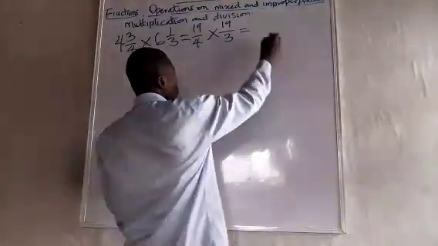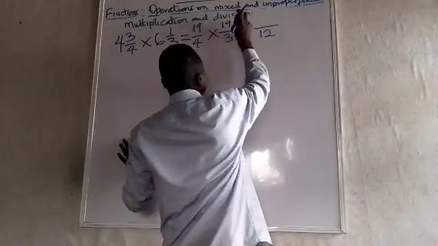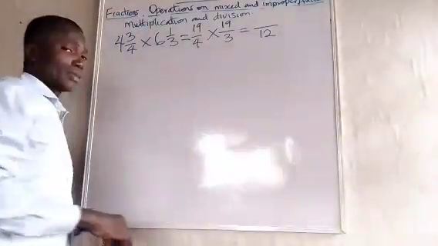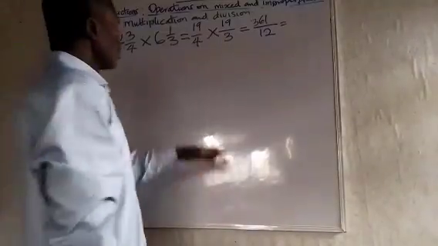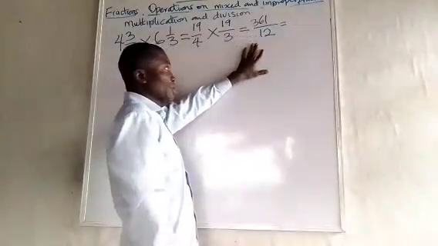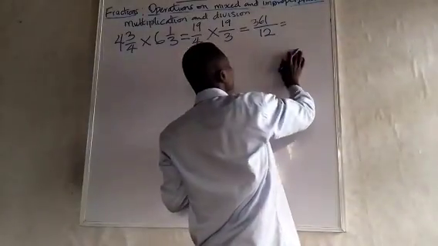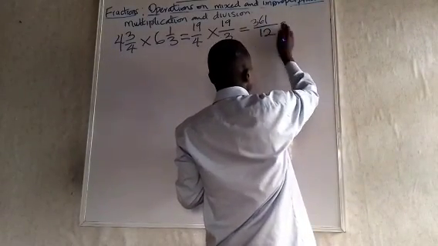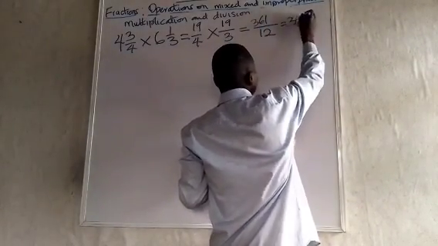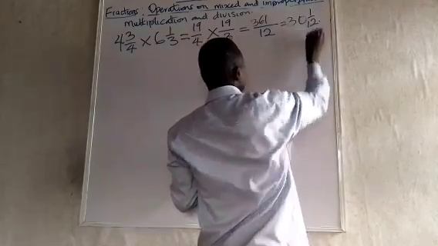4 times 3, 12. 19 times 19, let me see. I think it's 361. So the answer is 361 over 12. And from here, what do we do? 12 in 36, 3 in 1, 0. 1 over 12. So that is the answer.